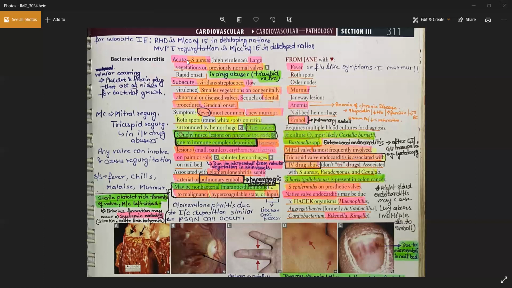Protein A. Protein A, exactly. And what does protein A do? Anyone, what does protein A do?